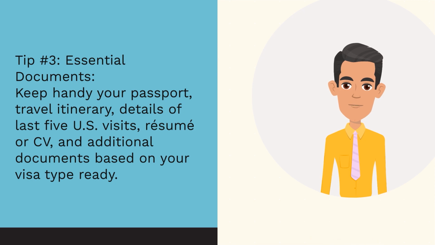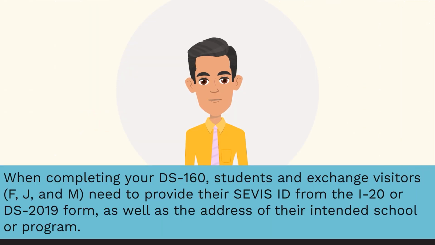Tip number 3. Essential documents. Keep handy your passport, travel itinerary, details of last 5 U.S. visits, resume or CV, and additional documents based on your visa type ready. When completing your DS-160, students and exchange visitors, F, J, and M, need to provide their SEVIS ID from the I-20 or DS-2019 form, as well as the address of their intended school or program.